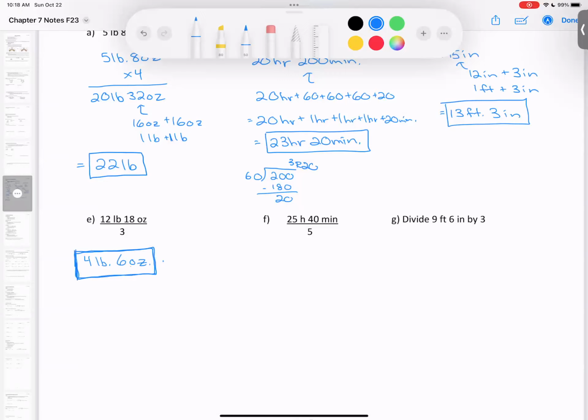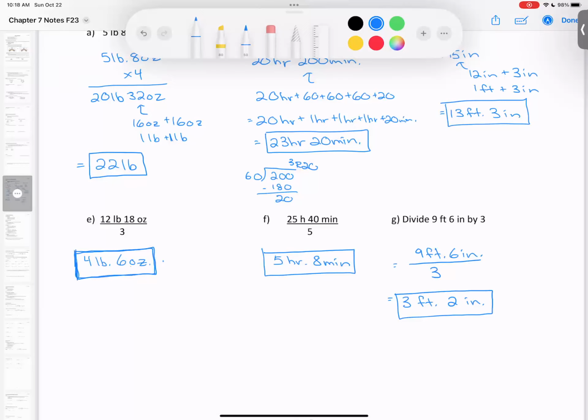All right, and let's try those next two together now. So we have 25 hours over 5 gives us 5 hours. And then 40 minutes over 5 gives us 8 minutes. So we get 5 hours, 8 minutes. And final one here, we're asked to divide 9 feet, 6 inches by 3. So that's going to look like this. And so we get 3 feet and then 2 inches.